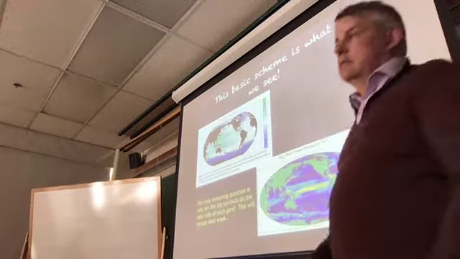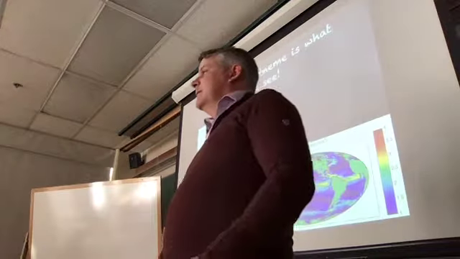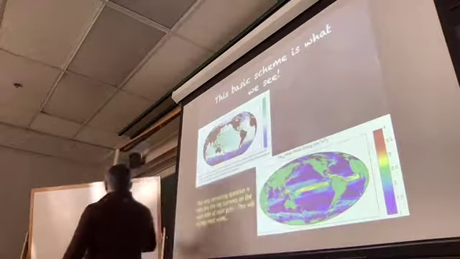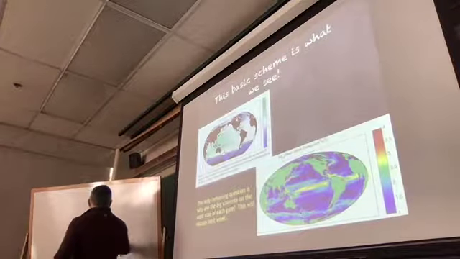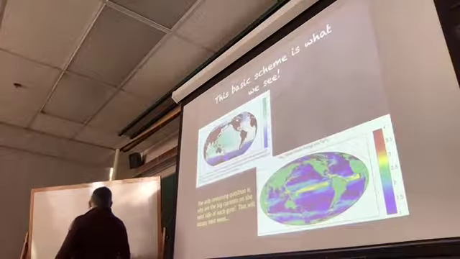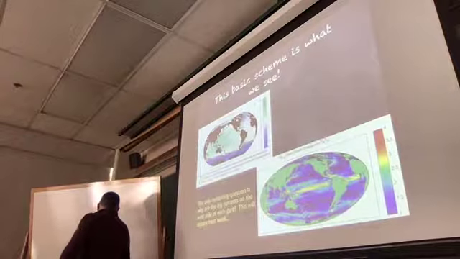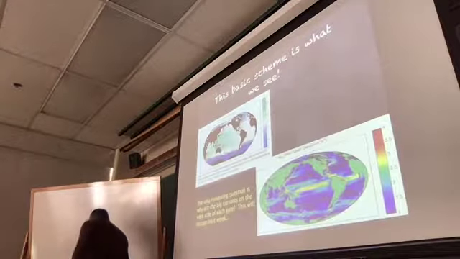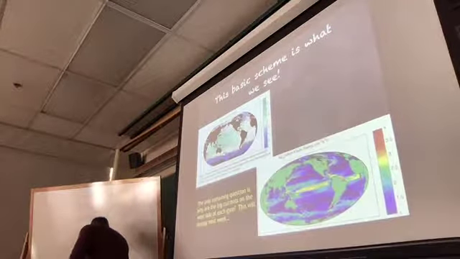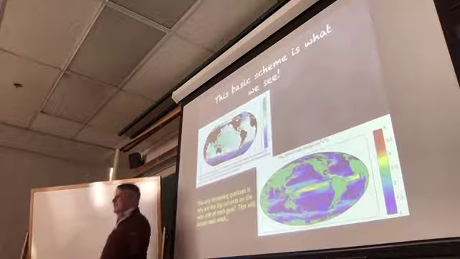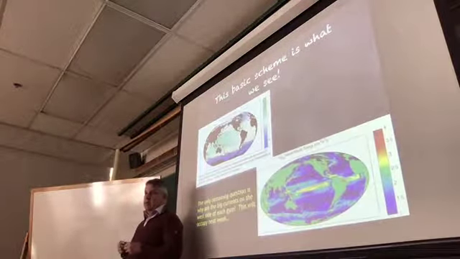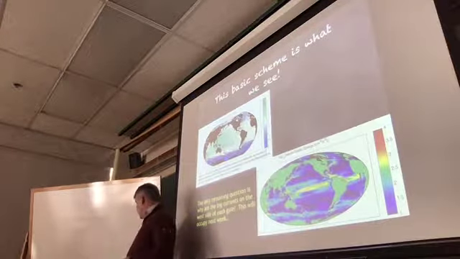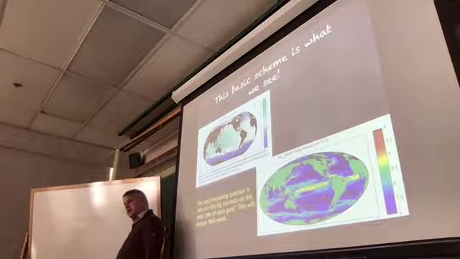Remember, our equations were like: following the temperature, potential temperature, something happens. Following the salinity, something happens. Following the velocity, something happens. So which one of those is going to tell us about where the velocity comes from? The last one. So these are the momentum equations.